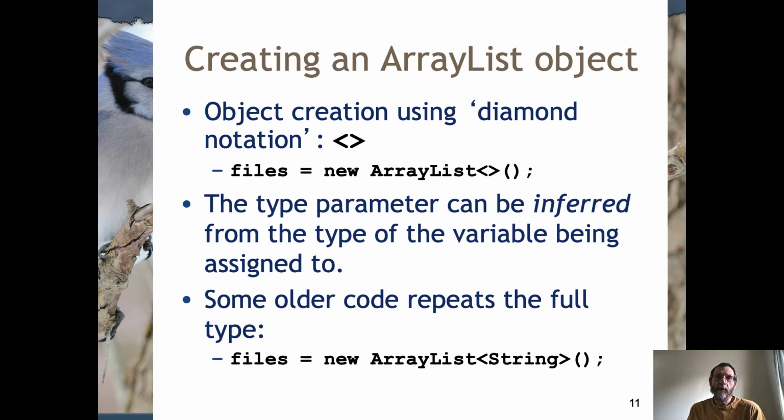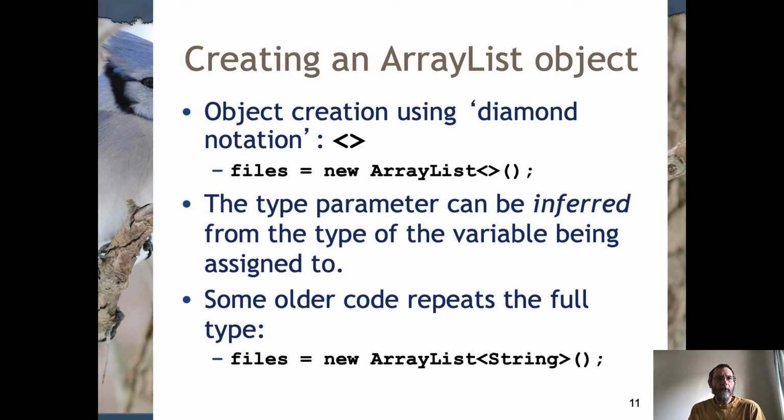Now, in some older code you might see that full type spelled out, as at the bottom of the slide. So some people will write new ArrayList, and then inside the diamond angle brackets they'll write the type of objects to be stored inside the collection. In general, it's not necessary to write that extra piece of information.